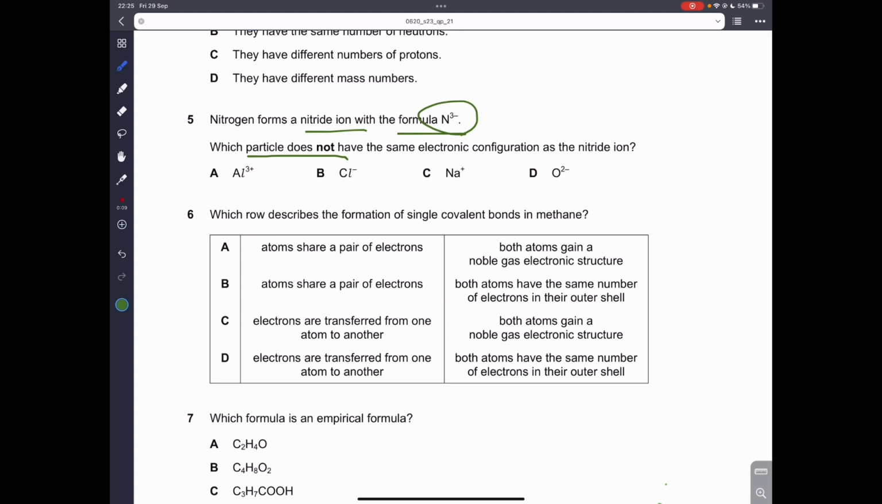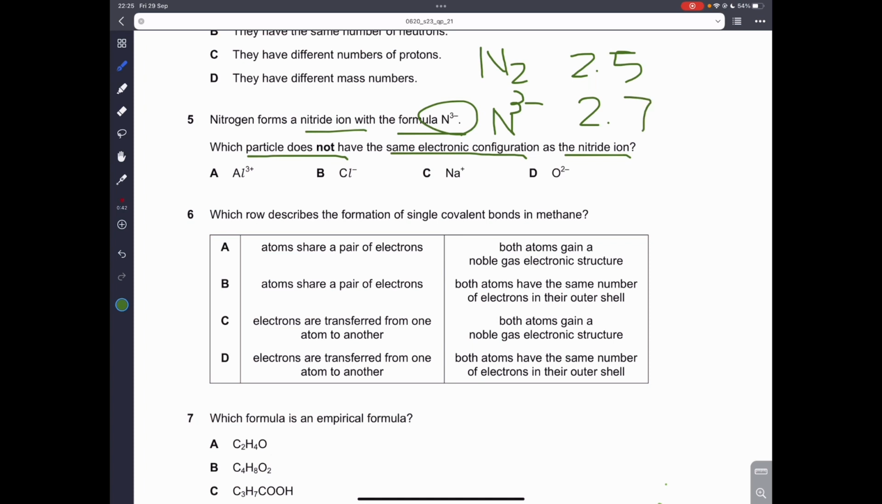Which particle does not have the same electronic configuration as the nitride ion? So remember this, notice that this is not nitrogen atoms or nitrogen molecules that we are talking about. If we're talking about the nitrogen atom, because it is in group 5, it has a proton number of 7, we can write the electronic configuration as 2.5. But in this case, it has gained 3 electrons. We are writing the N3- electronic configuration.